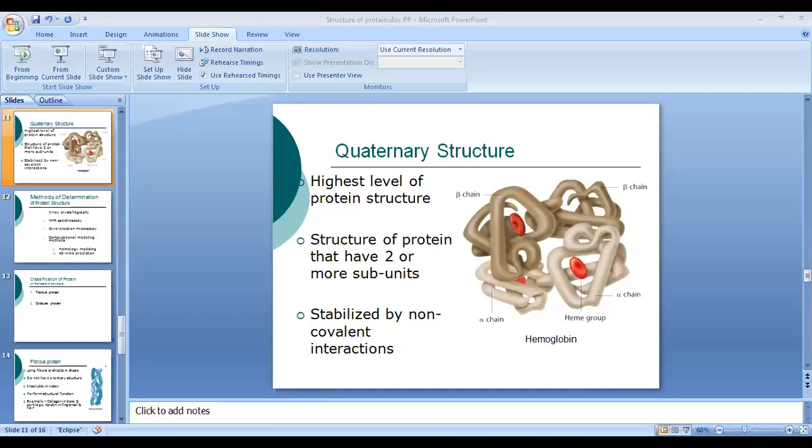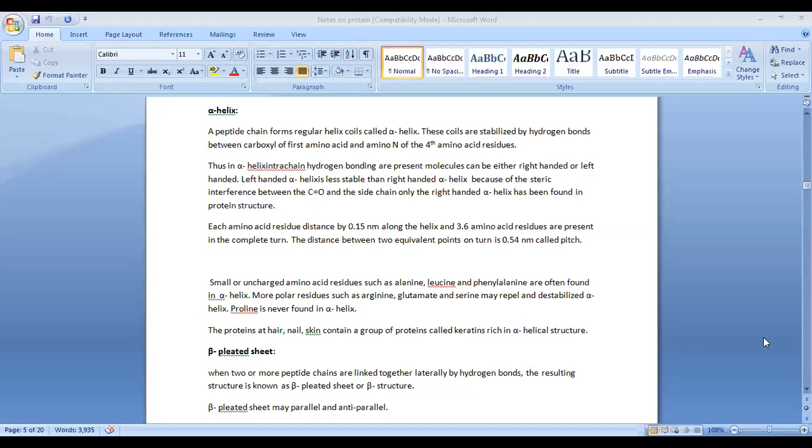Now I will go on to the details, okay. What I said in Bangla is now written in English, okay.